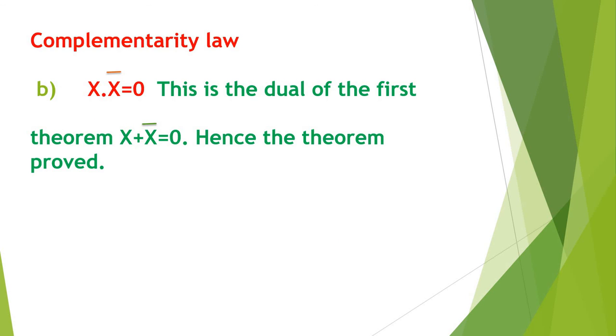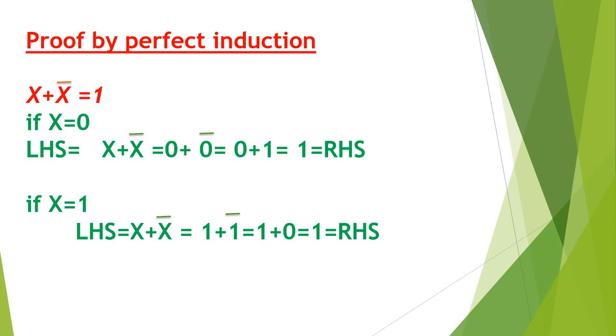And the second theorem of the complementarity law is the dual of the first theorem. The first theorem is x plus x bar is equal to 1. The second theorem is x dot x bar is equal to 0. The first theorem we have proved. So the dual also will be true. So hence the second theorem is proved, because the first theorem we have already proved and the second theorem is the dual of the first one.